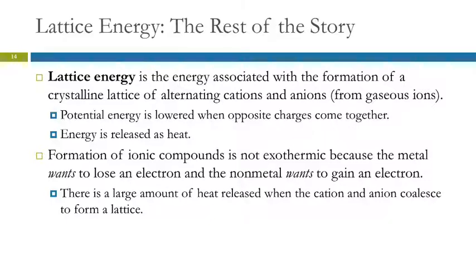It's important to understand that the formation of ionic compounds is not exothermic because the metal wants to lose an electron and the nonmetal wants to gain an electron. I talk about atoms like that, but of course they don't actually want anything, right? And the metal actually requires an input of energy to remove that electron. But the reason that the formation of ionic compounds is exothermic is because when you bring those charged particles together, their energy is lowered, and then you get a release of a lot of heat.